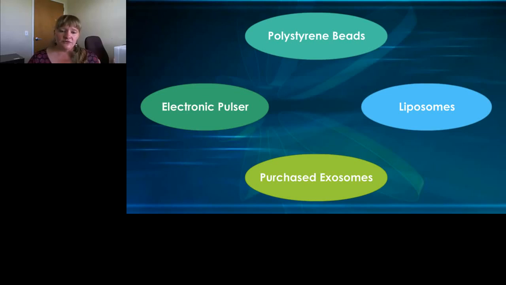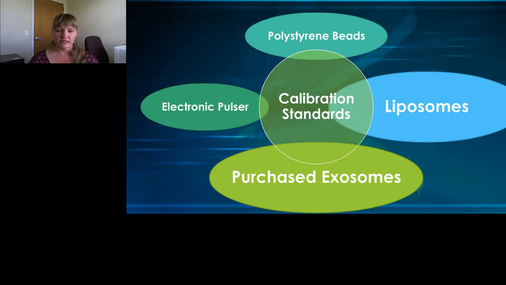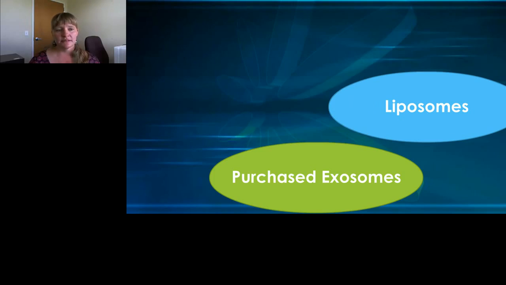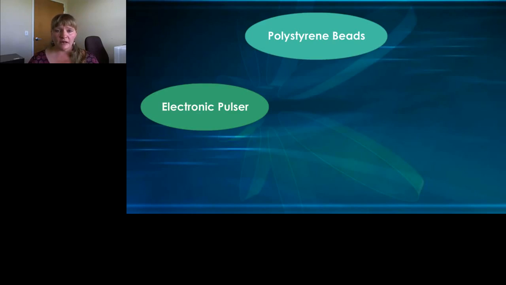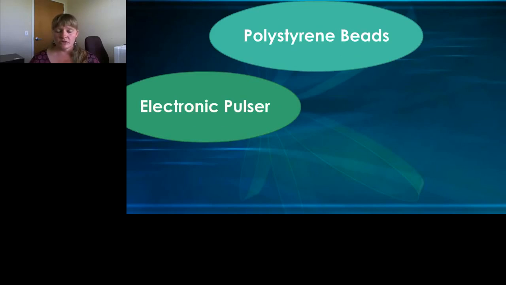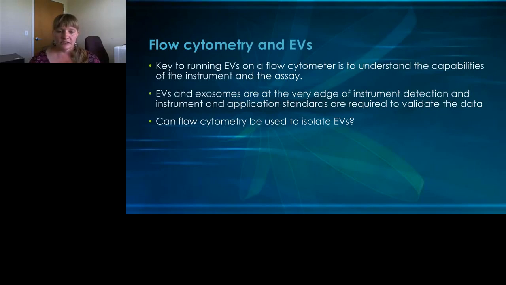So bringing these 4 calibration standards together, we have the liposomes and purchased exosomes. They are effective for application development. However, the electronic pulsar and polystyrene beads are something you can have around the lab any day, and they're definitely better for instrument standardization. They're very reproducible and easy to use. So we've discussed all the different parts of the calibration.